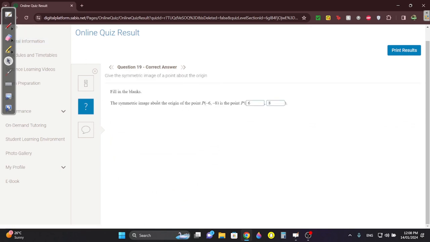Question 19, symmetric about the origin. Origin means you flip both signs, so it becomes 6, 8. Honestly, they're easy.